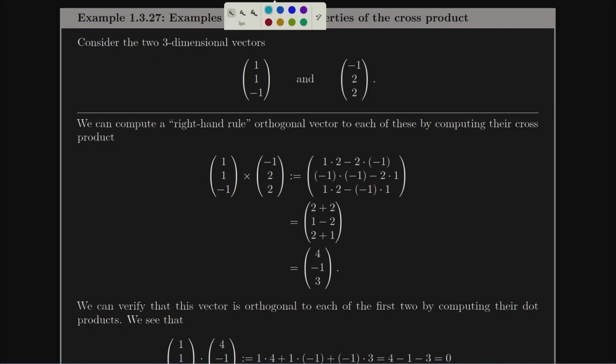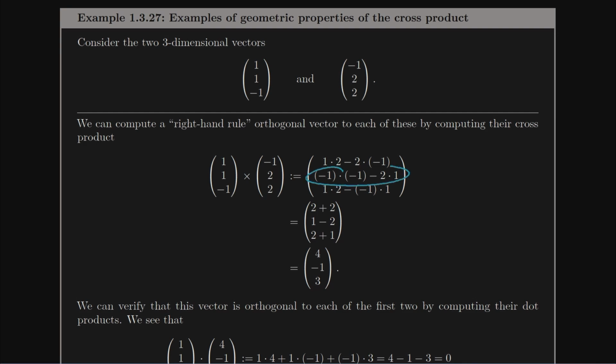Let's go ahead and compute the cross product of 1, 1, -1 with -1, 2, 2. If I do that, remember how I get the x component: I'm going to cross it out, and I'm going to add my crosses in here. I'm going to take 1 times 2 minus -1 times 2. I'm going to get a 4 for my x output.